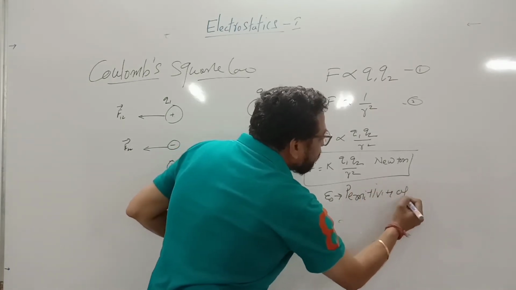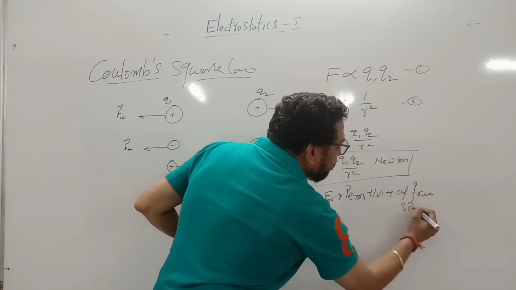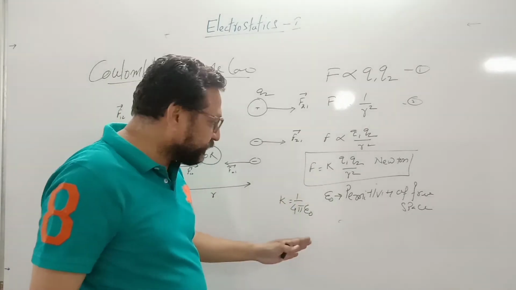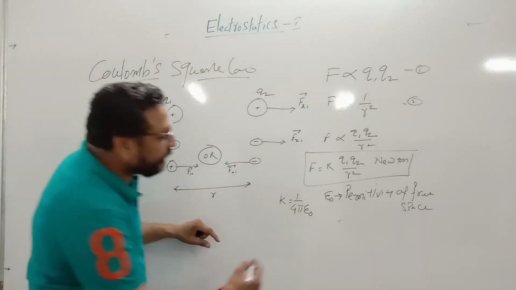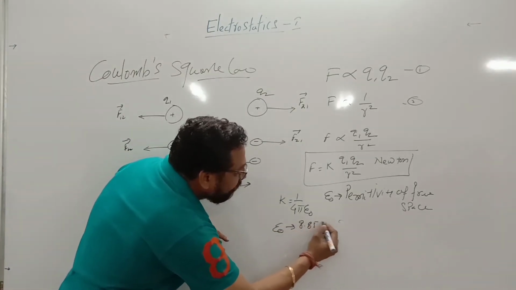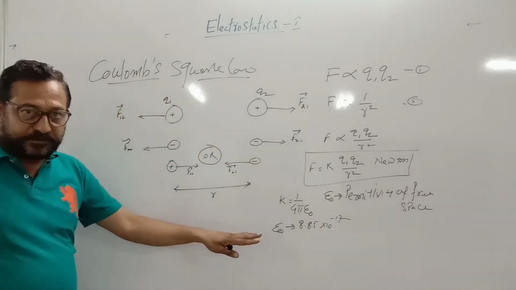Permittivity of free space, that's the concept epsilon naught. What is the value of this one, and what about the unit? We write now this side again. The value of epsilon naught is 8.85 into 10 to the power minus 12. This is the value of permittivity.